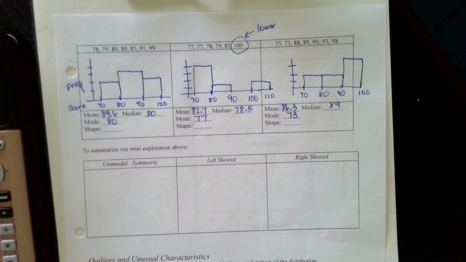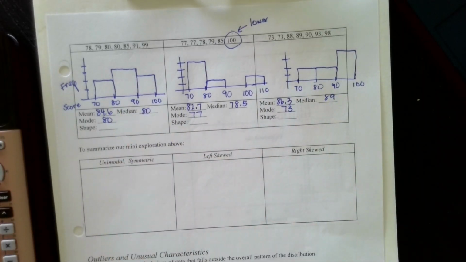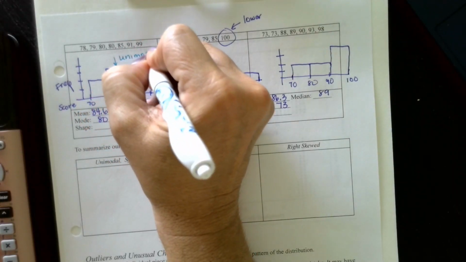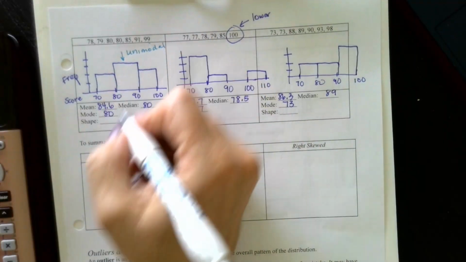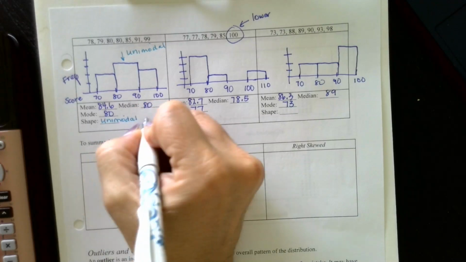Okay, so here's what we have. If we have these different graphs, I'm going to talk about the shape now. So this is unimodal, and it is symmetric. So I'm going to say unimodal and symmetric.